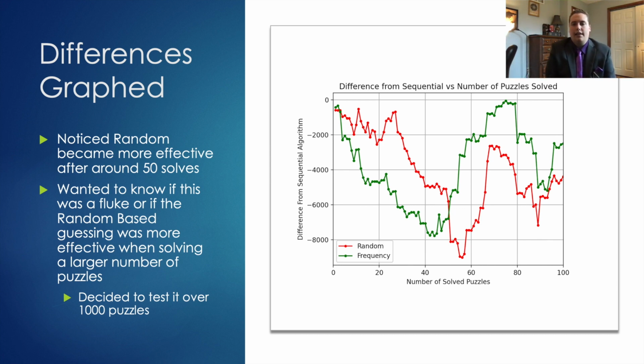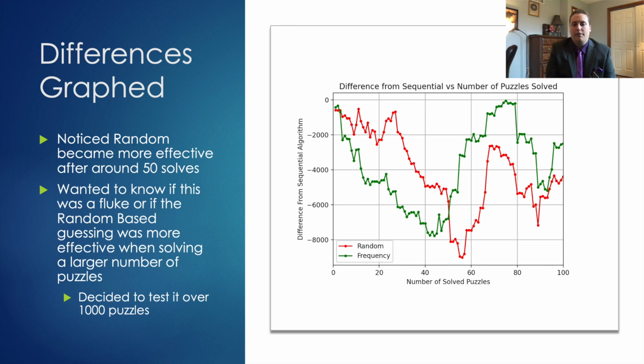Anything negative means that the random or frequency-based algorithm was performing better than the sequential, and anything positive means it was performing worse. In this case, they both performed better for the entirety of the 100 puzzles, except for a period around 70, where the frequency-based guessing algorithm performed almost exactly the same. And I noticed something odd where the random-based guessing was actually being more effective after around 50 solves, and it was performing better than the frequency-based guessing.